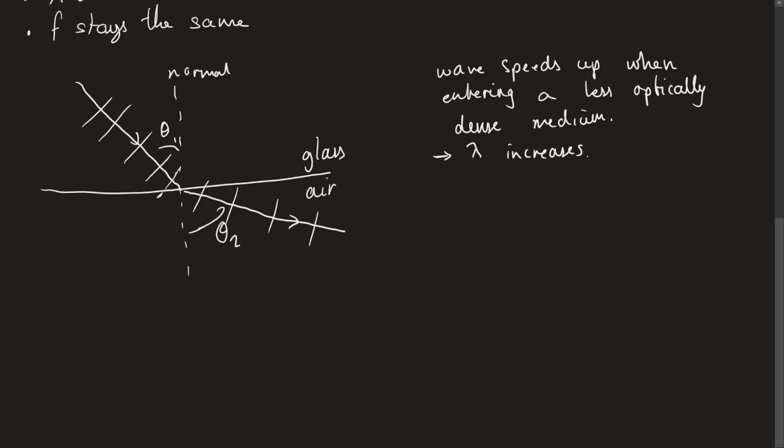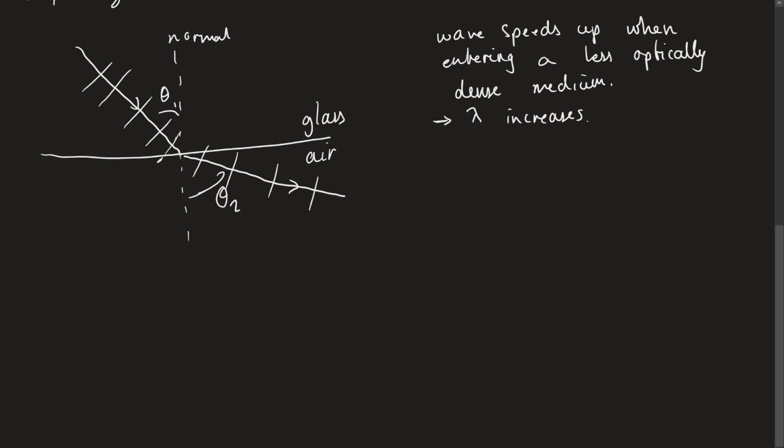Okay, now we can think, how do we put numbers on optical density? Because all of physics means that we're going to have to take some concept and reduce it down to just numbers so that we can work stuff out and predict how things are going to behave. So how do we put numbers on optical density? Well, that is called the refractive index.